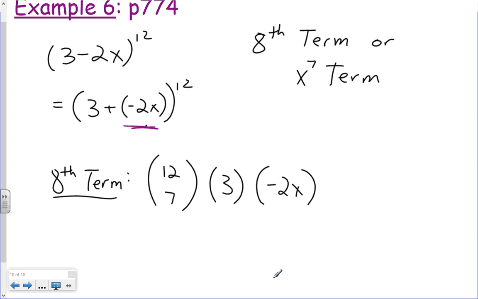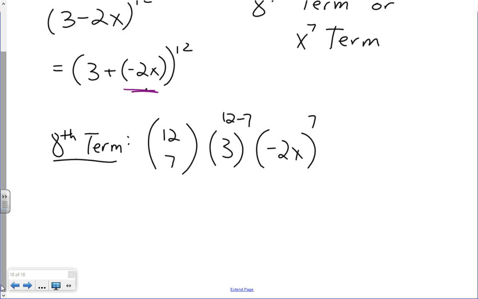If that's 12 choose 7, then you've got 3 raised to the, I'm going to go ahead and write it as, 12 minus 7 power, just so you can see how I come up with that. That's how we come up with it, the difference of those two. And then it's the negative 2x raised to the 7th power. All right, 12 choose 7, well, that's going to be a big number. I'm not going to do that without my calculator, but we'll grab that in a second and check that. So 12 choose 7, and then this is actually 3 to the 5th power.